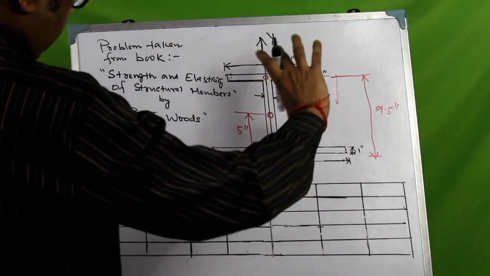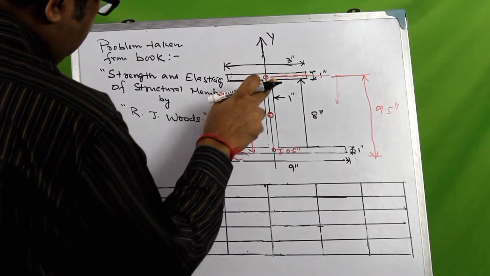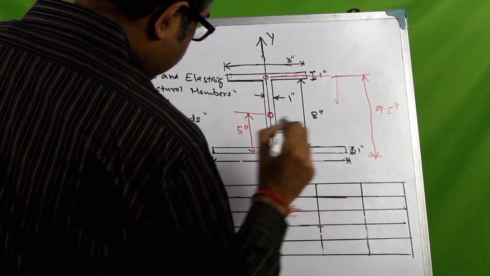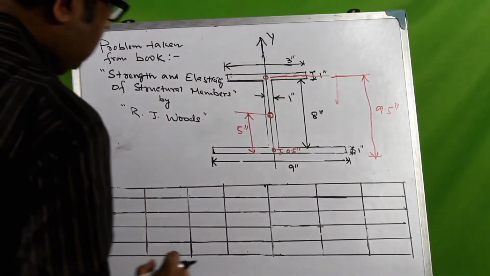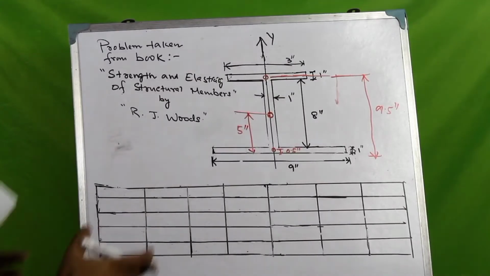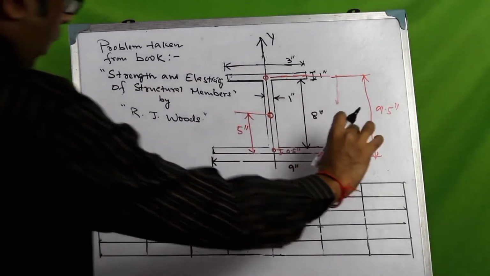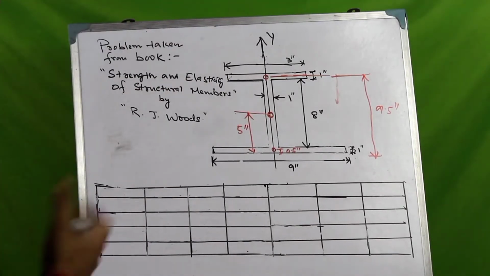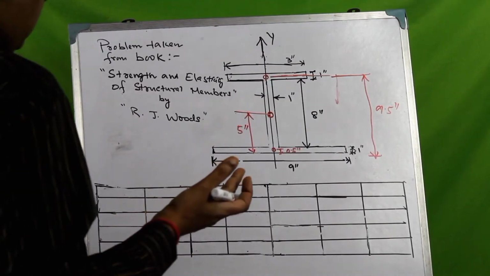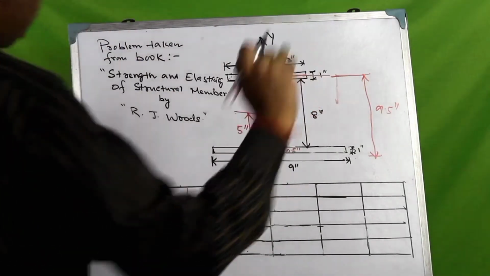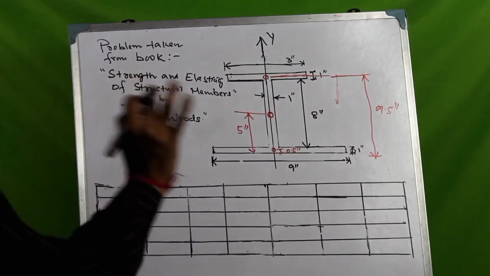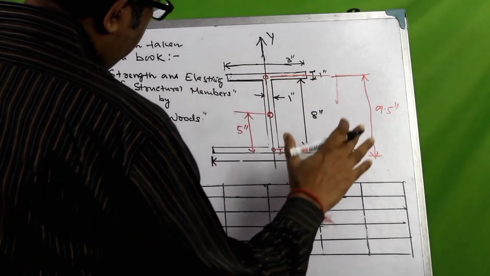The web here is 8 inch in depth, that is from the bottom of the top flange to the top of the bottom flange, the depth is 8 inch and the thickness is 1 inch. The bottom flange is 9 inches wide and 1 inch in thickness. Now we want to find the moment of inertia of this section about the horizontal centroidal axis. The first thing that we need to identify is the centroid of this particular section.